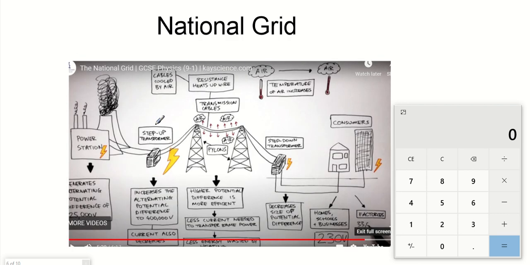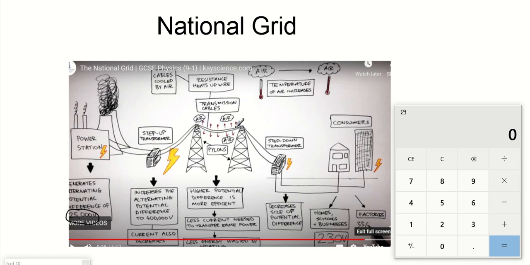Now this is looking at the national grid. I want to remind us about the national grid really quickly. We've got a power station generating potential difference at 25,000 volts. That then goes up to a step-up transformer. The step-up transformer changes the alternating potential difference from 25,000 volts up to 400,000 volts, and at the same time the current also decreases, and that's really important. At 400,000 volts, the 400,000 potential difference and a low current can go across here.